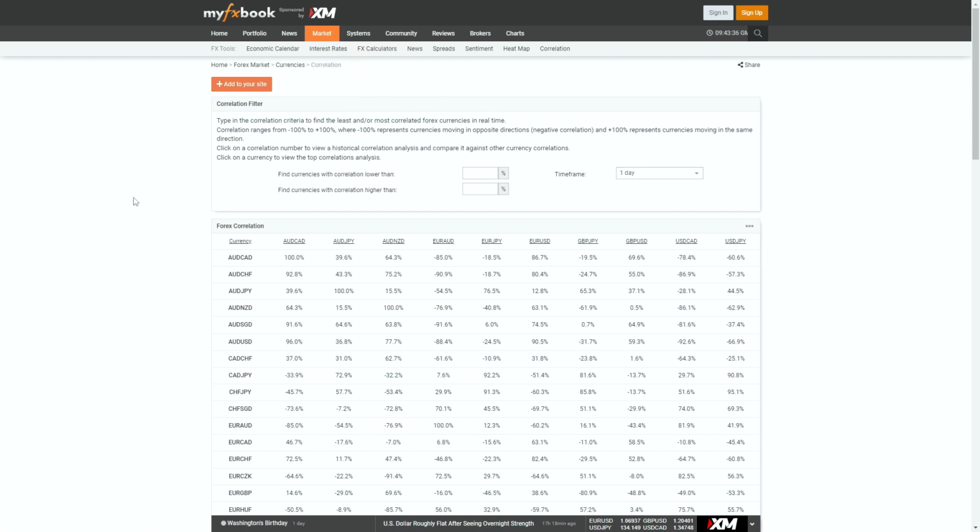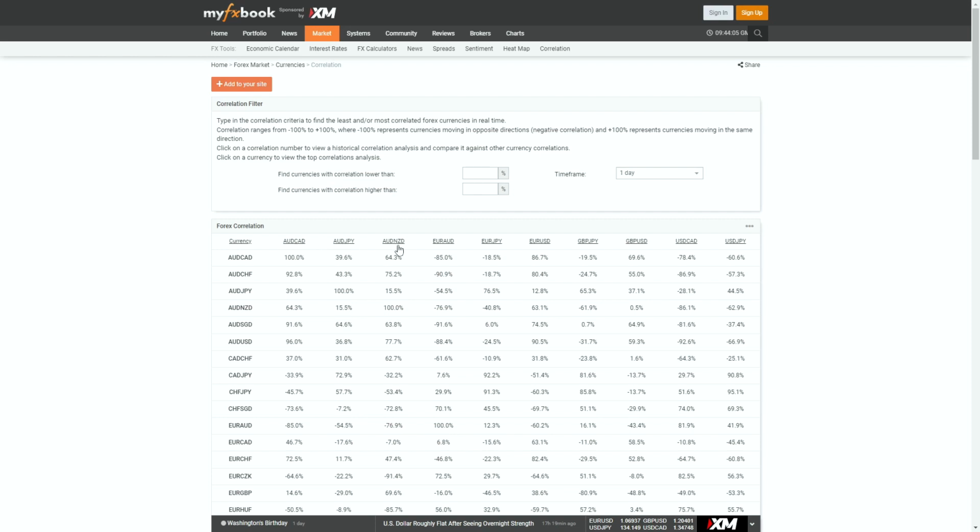As it states here, the correlation ranges from minus 100%, which is complete negative correlation, all the way through to 100%, which is complete positive. They've got a table of currency pairs against each other. As you can see, Australian dollar, Canadian dollar is obviously going to be 100% correlated with itself. Then as we go along the line, you'd expect the ones with the Aussie dollar to be highly correlated.